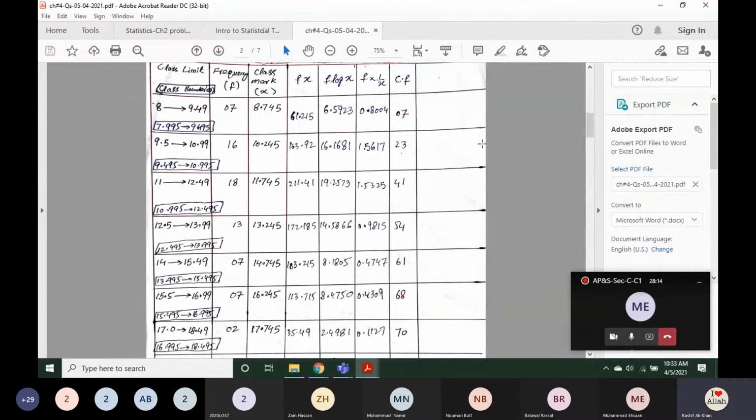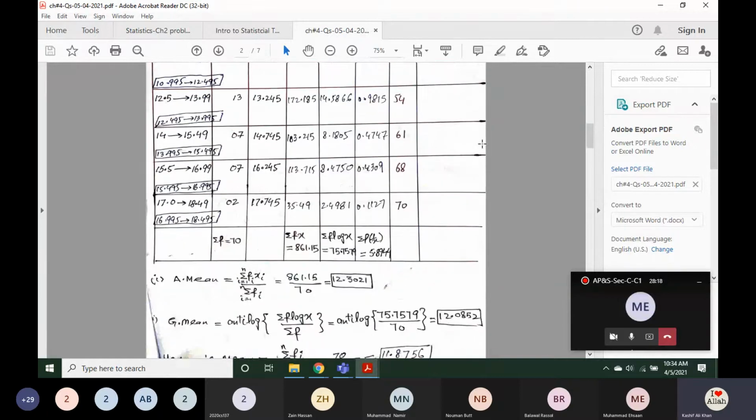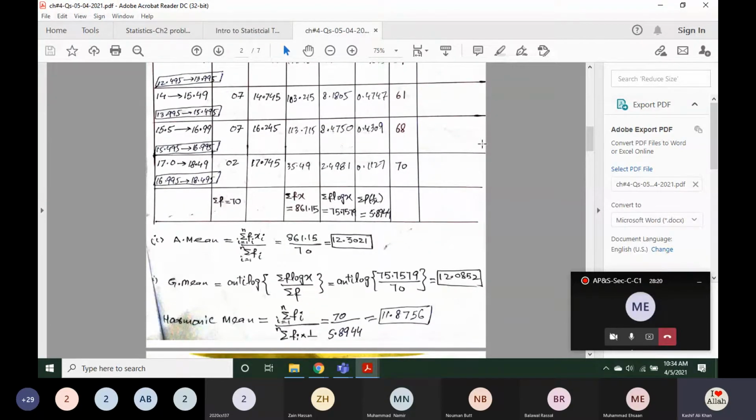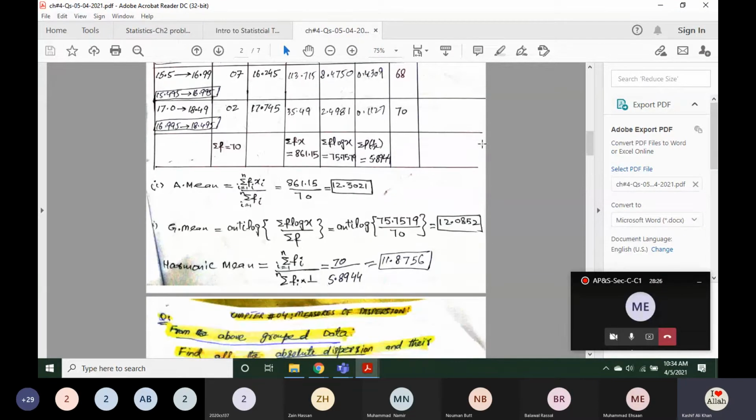I am not working on a new problem. I am just picking the previous problem. And these are some measures of central tendency: arithmetic mean, geometric mean, harmonic mean.